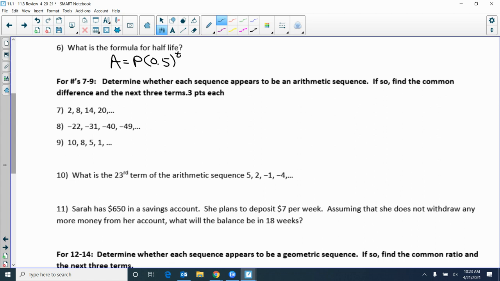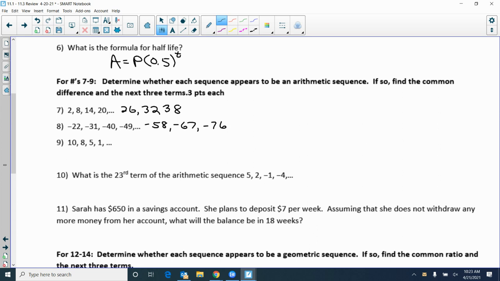All right, for number 7, Jordan. Is it arithmetic? Yes. What would be the next 3 terms? 26, 32, and 38. Yes, it is arithmetic. The next 3 terms would be 26, 32, 38. Zane, how about 8? Is it arithmetic? Yes. And what are the next 3 terms? Negative 58, negative 67, negative 76.